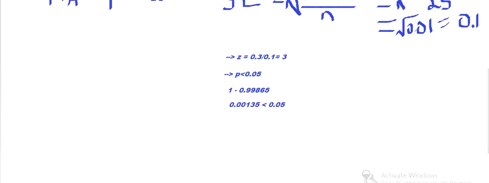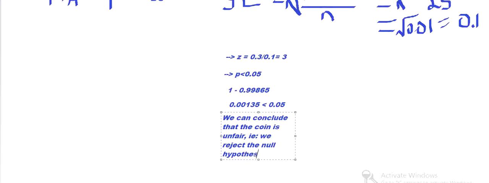So we can conclude that the coin is unfair, i.e. we reject the null hypothesis.